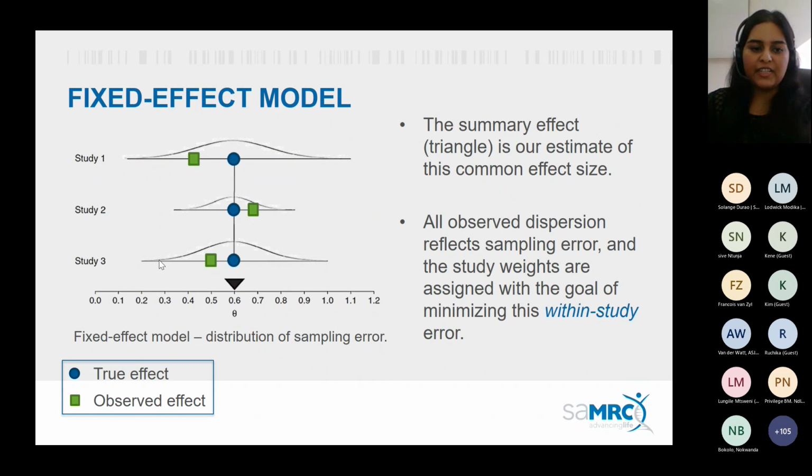So when we calculate a summary effect in a meta-analysis, we're trying to estimate this common effect size. So we're assuming that all the differences you're seeing between the studies are only due to sampling error. That means it's only due to the fact that we cannot sample everyone in the population. And the weights are assigned with the goal of minimizing this within study error.